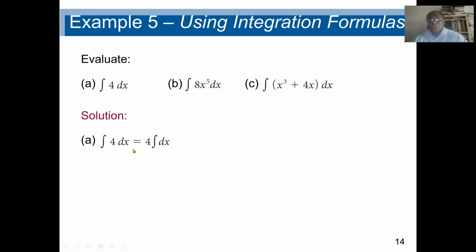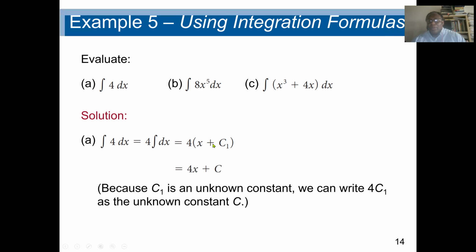Let's follow the steps. So first we take the 4 out. Then we have the antiderivative of dx. Now the antiderivative of dx is the same as saying 1 times dx. And the antiderivative of 1 will give us x. So that's why we have 4x plus c, which will be 4x plus c.